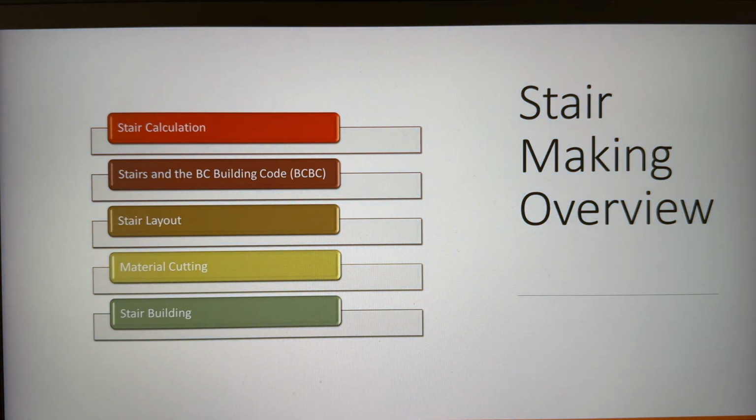We need the numbers from your stair calculation that we did previously, and those numbers we checked that they are staying well within the BC building code requirements. That's good. So let's put those numbers and that theory to 3D and lay them out on a piece of lumber.